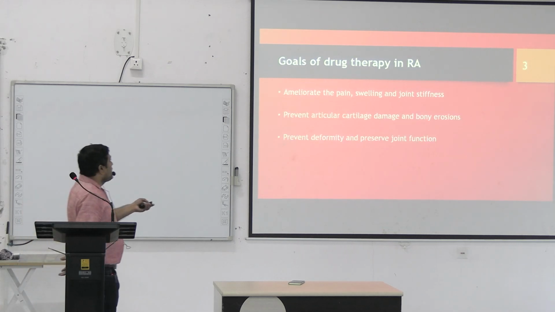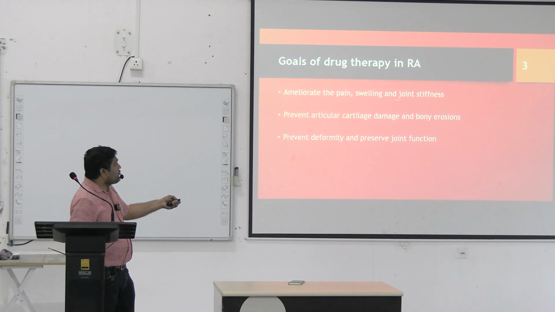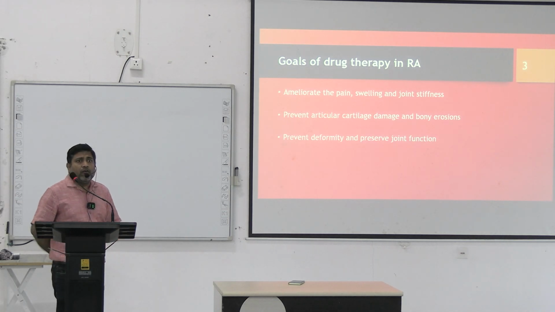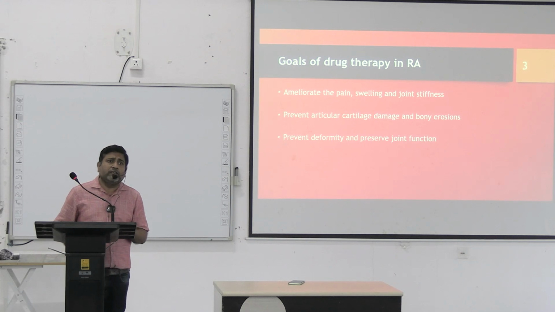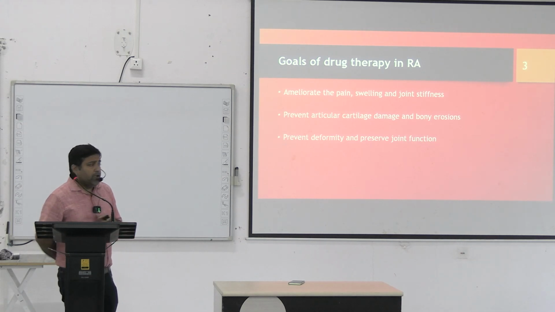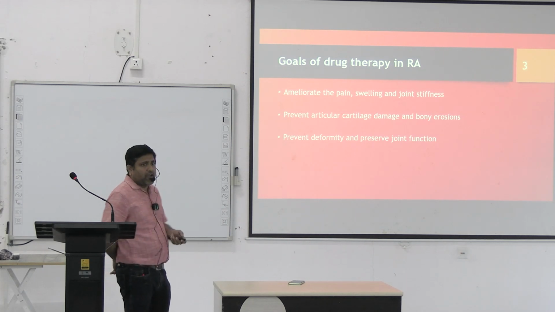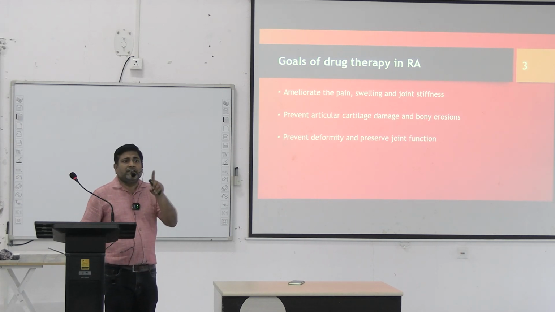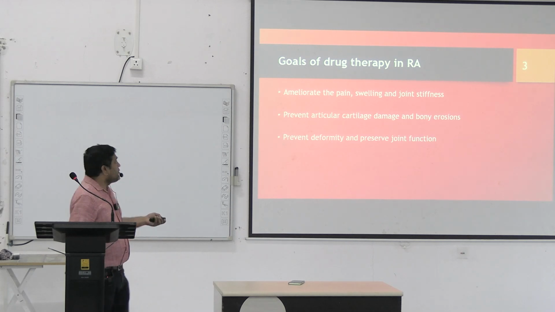Now coming to anti-rheumatic drugs. Before that, to ameliorate the pain, swelling and joint stiffness, what we use are NSAIDs or the corticosteroids. But to prevent articular cartilage damage, bony erosions and preserve the joint functions, basically we use anti-rheumatic drugs. Now what are anti-rheumatic drugs?